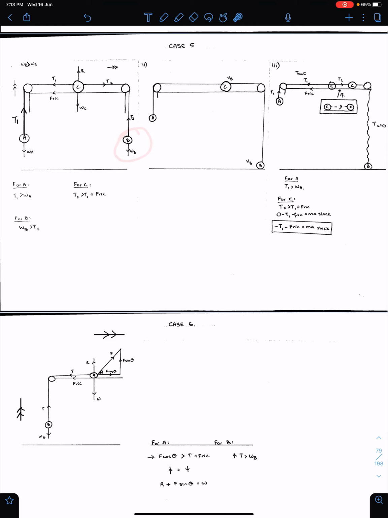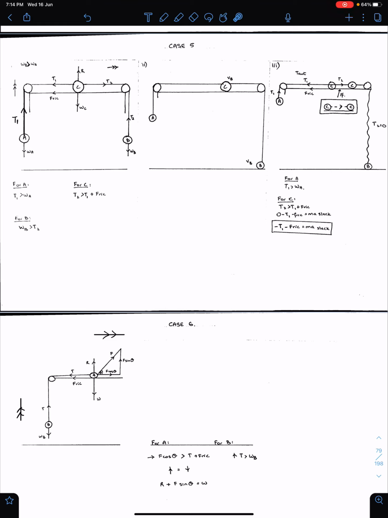For B, the situation is very simple. B is moving vertically downward. Therefore, weight of B is greater than T2. For C, make sure you resolve forces very carefully. C is moving in this direction, therefore T2 must be greater than the sum of these two, friction and T1. So with the help of these 3 inequalities, you can get 3 equations and you can solve those equations for tension and acceleration. Well, when B hits the ground, it must hit the ground with the speed VB, and this will be the initial speed of this particle, C.